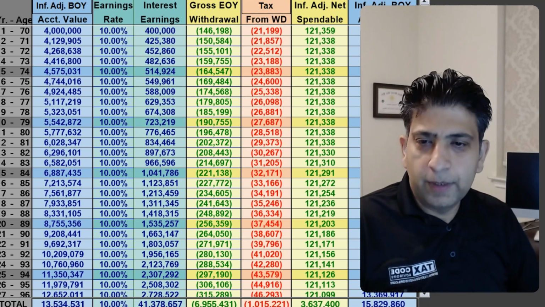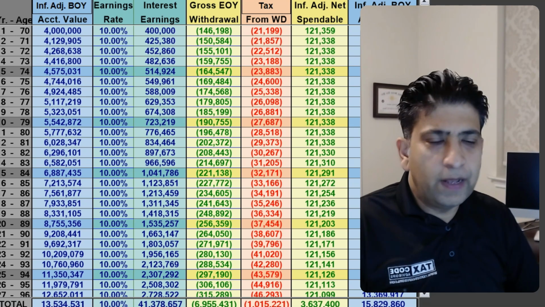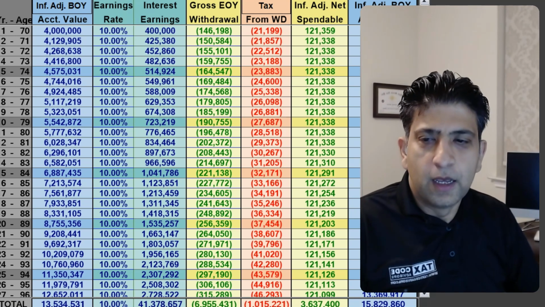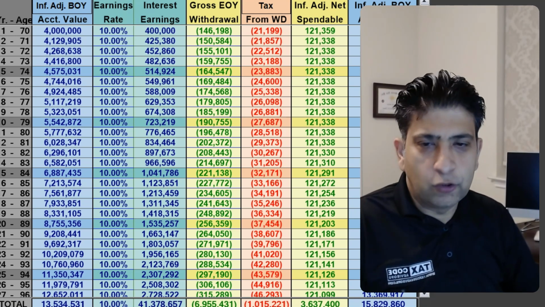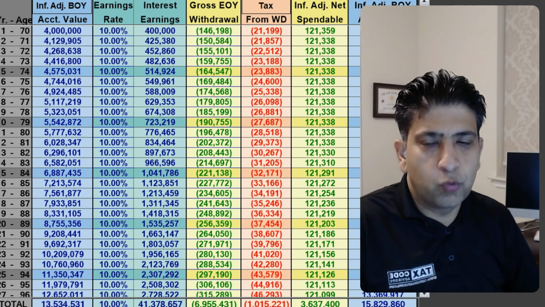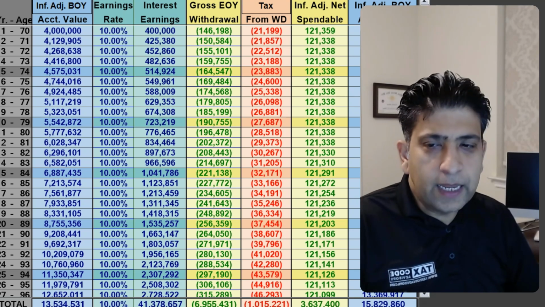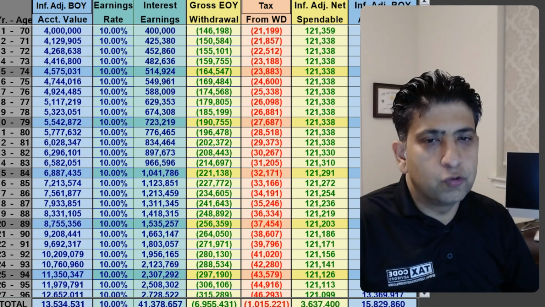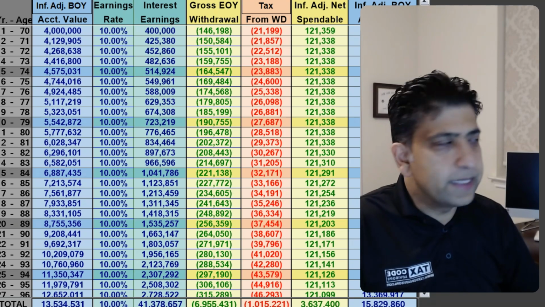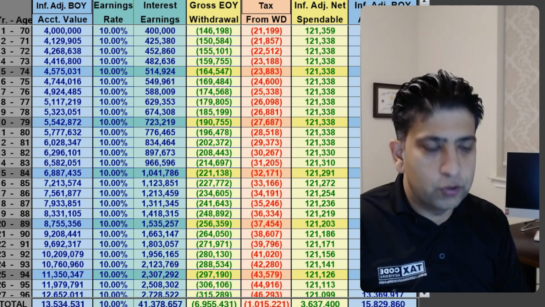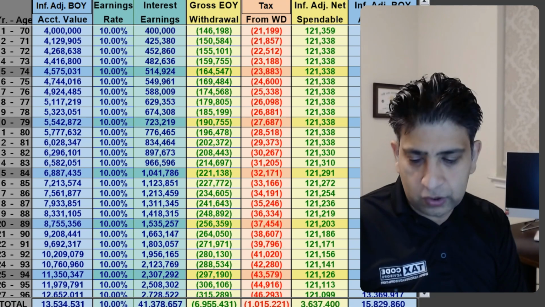Okay, so I have a table here. It says for married filing jointly, for the first $23,000 as of now, we pay 10%. From 23 to 94,000, we pay 12%. And from 94 to 201, we pay 22%. So if we take a look, that means this particular gentleman is going to be between 12 to 22%. Let's say he's in an 18% tax bracket marginal rate. So that's the number I'm going to use here for my Excel sheet.